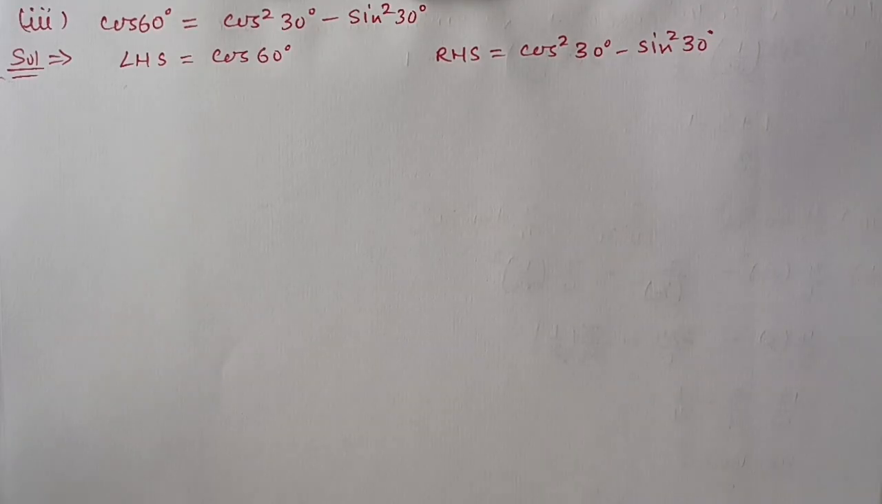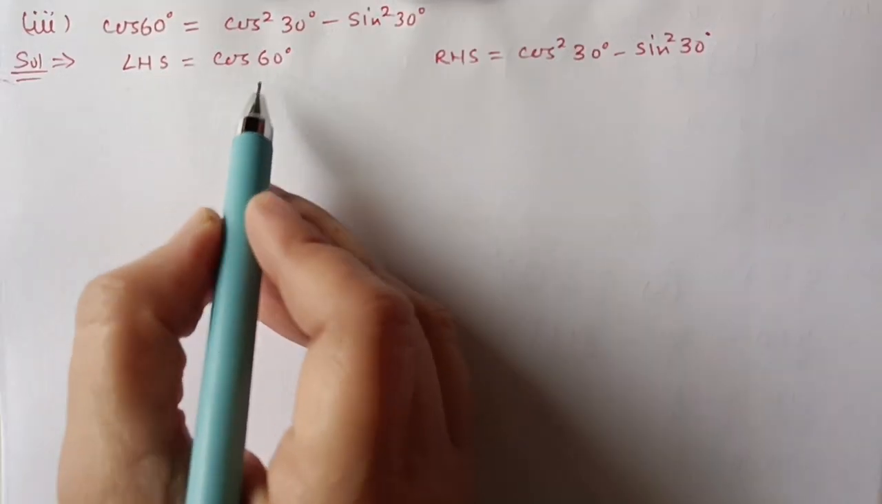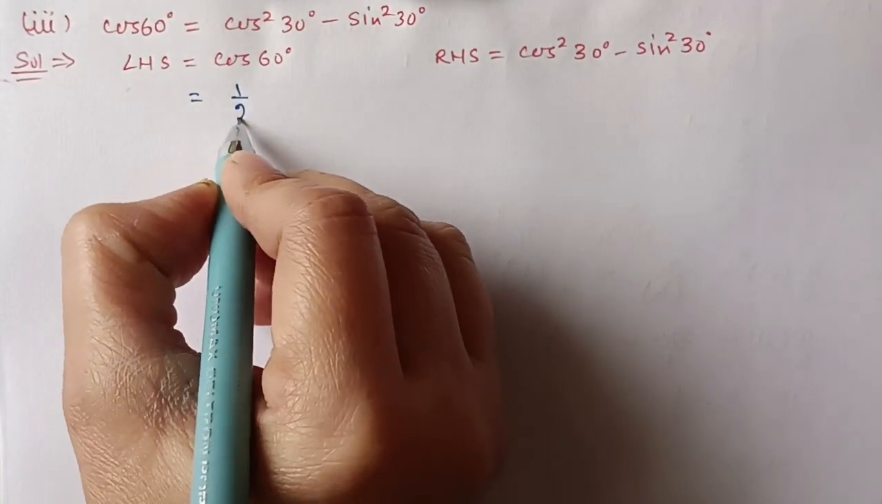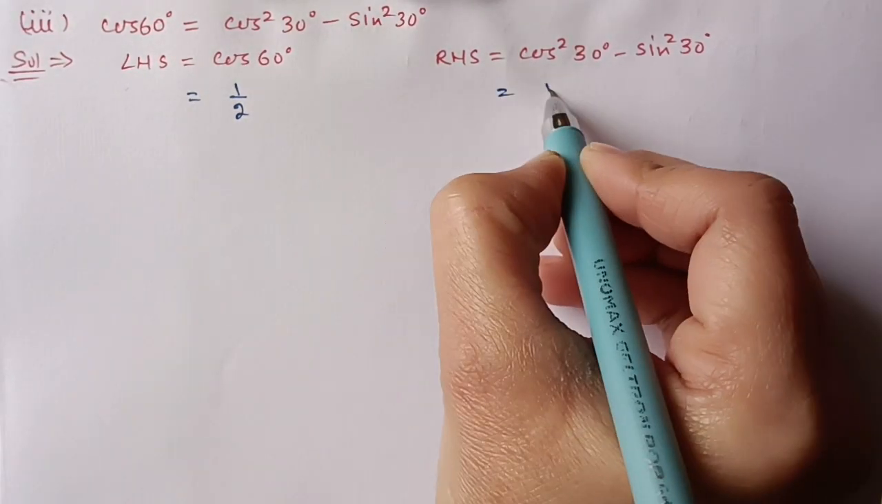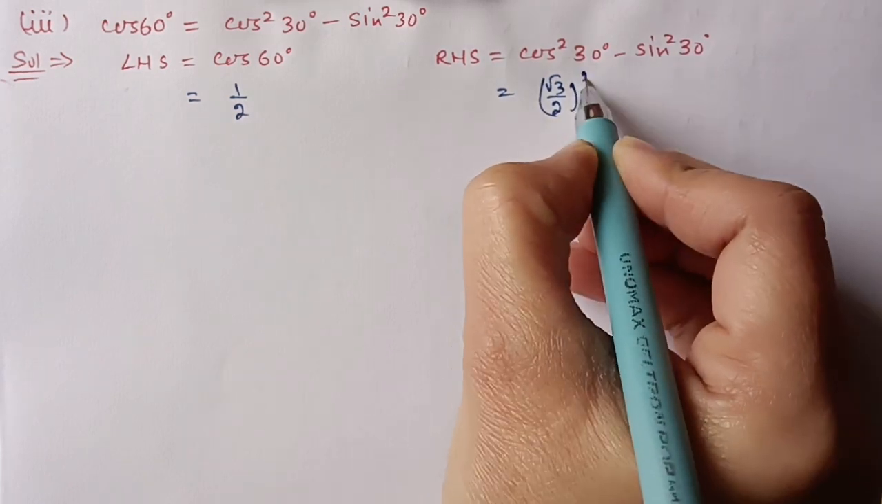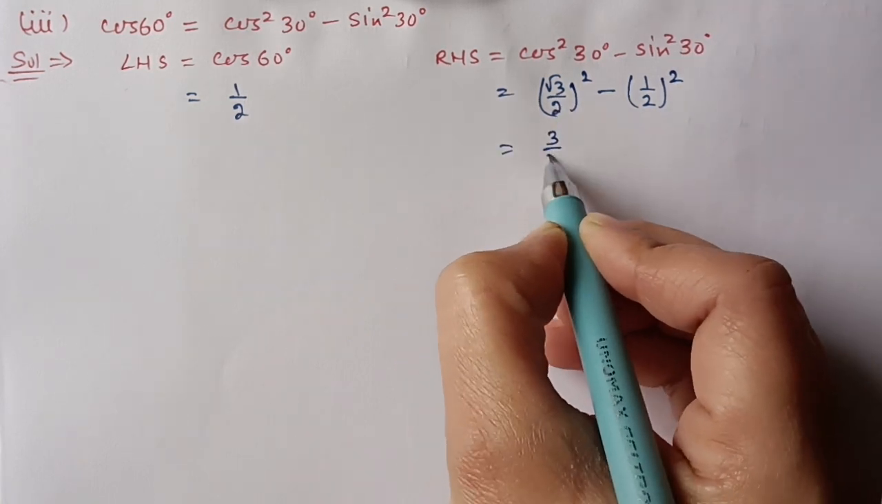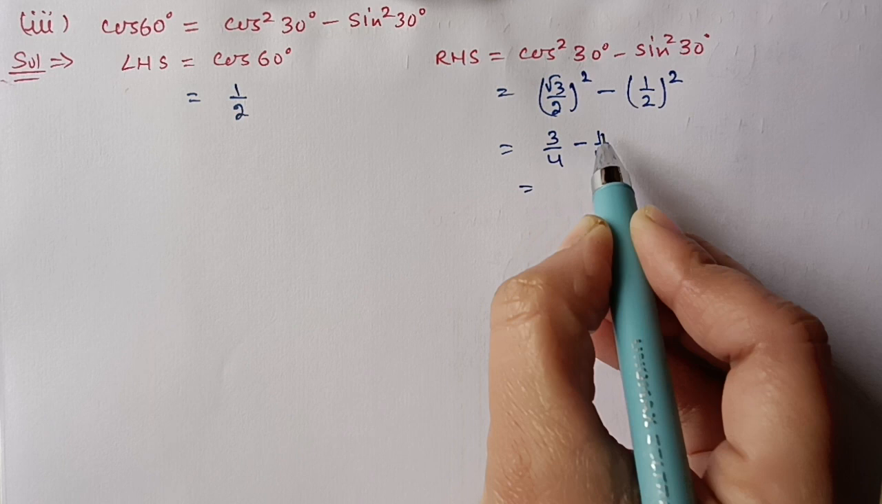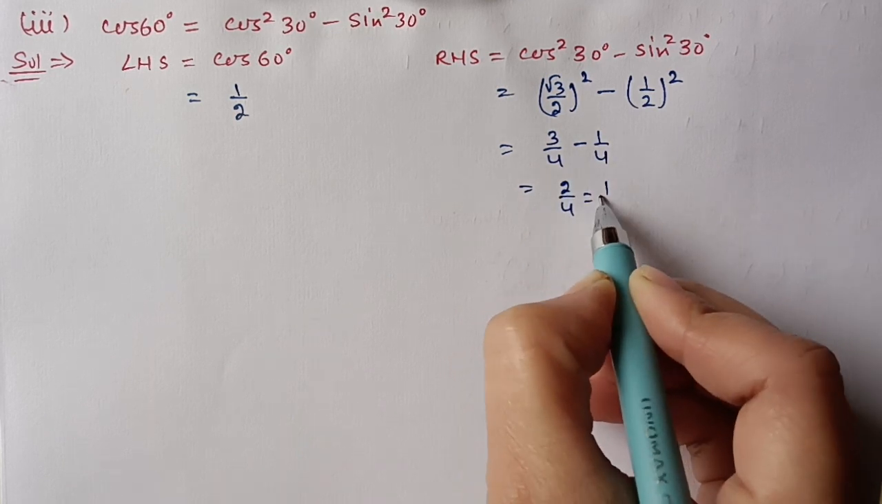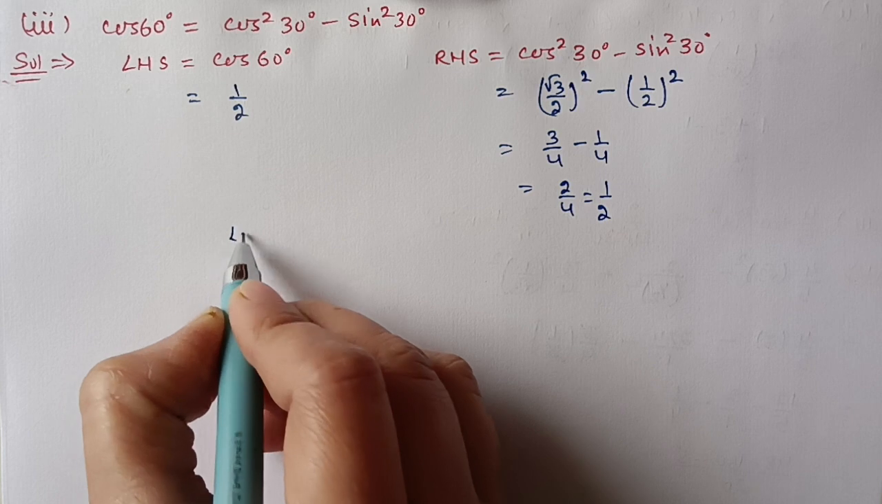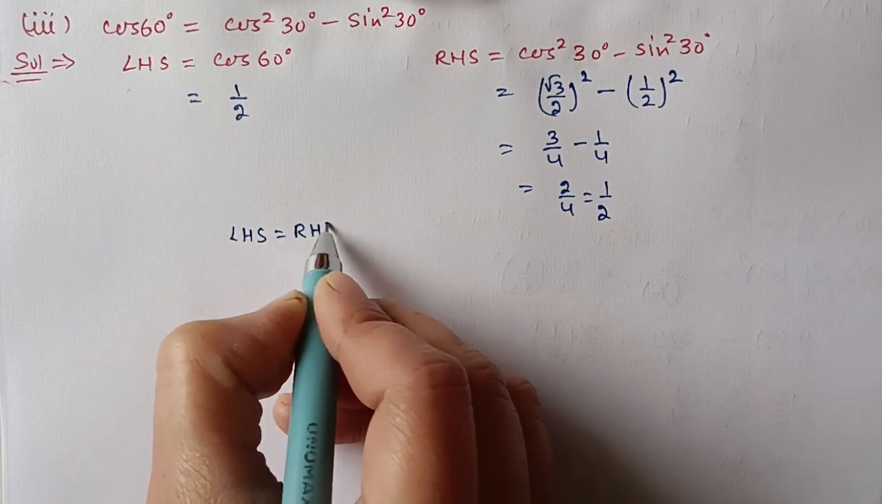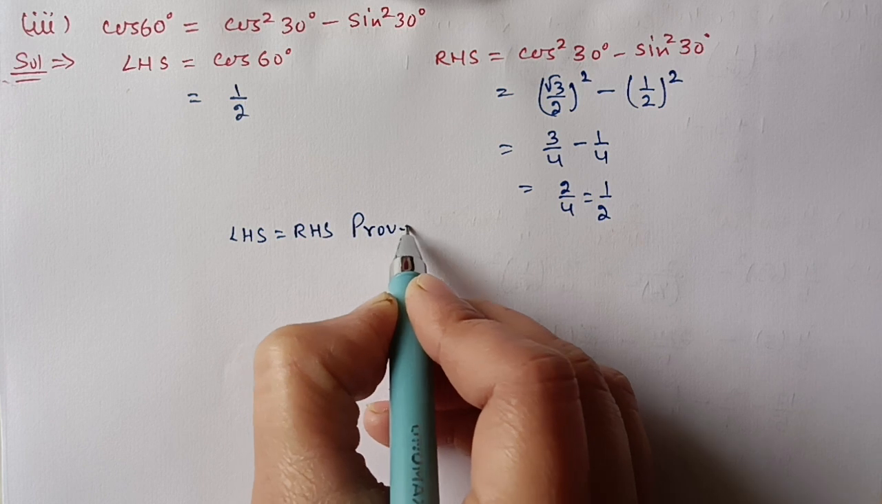Next, third part of question number 4. Cos 60 is equal to cos square 30 minus sin square 30. So here I am taking both sides separately. First I have taken the left side. Cos 60 value is 1 by 2. Now the right side: cos 30 value is root 3 by 2 and sin 30 value is 1 by 2. This will become 3 by 4 minus 1 by 4. 3 minus 1 is 2 by 4, which is equal to 1 by 2. So you can see here left side and right side both are coming the same, hence it is proved.